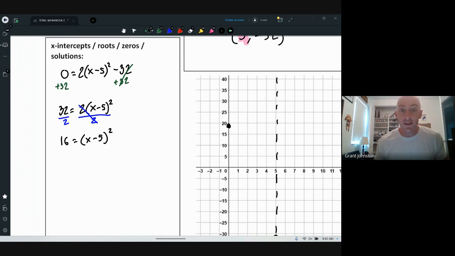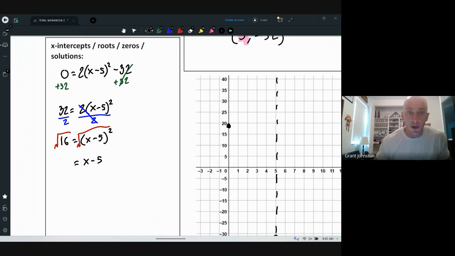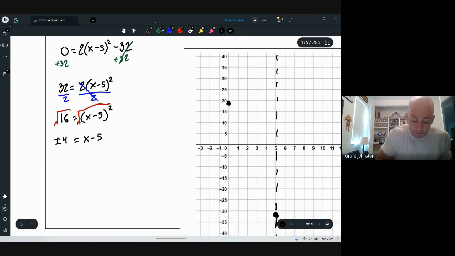And now, since we have 16 equals x minus 5 squared, in order to start solving for x here, we're going to take the square root because the entire quantity x minus 5 is being squared. So I'm going to take the square root. Now we just have an x minus 5 that gets rid of the squared. And when we take the square root of 16 in solving, remember the square root of 16 is 4, but when we're solving, not only 4, it's positive or negative 4, plus or minus 4. And then add the 5 over, and then we have isolated x.